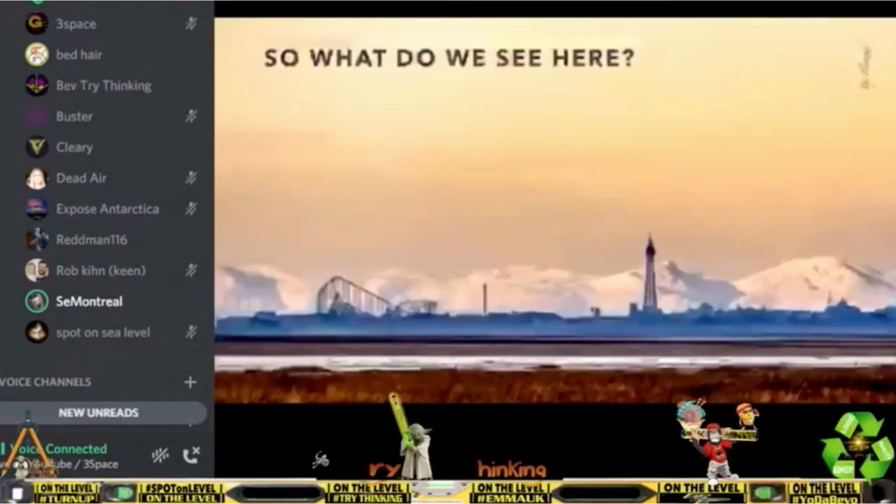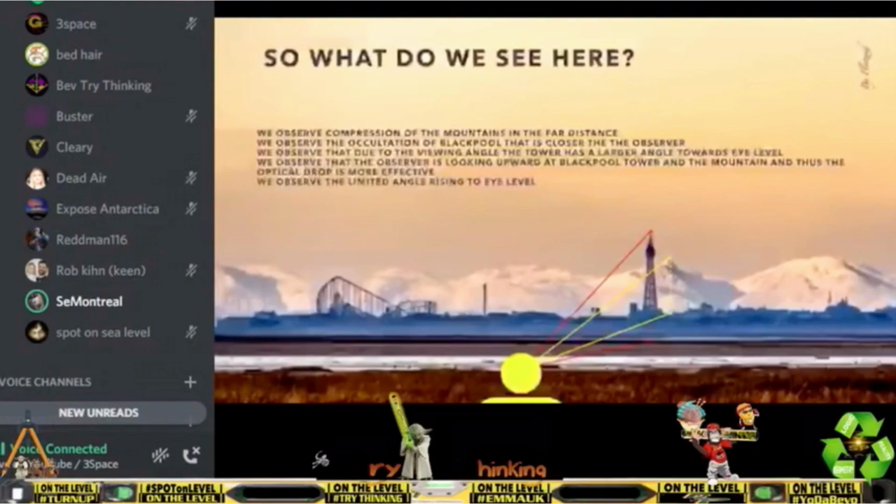Okay, then we see this is the picture, then we just say, okay, what do you see here? This is me trying to just make a visual to say, okay, what we observe is compression of the mountains in the far distance, that we've explained. We observe the occultation of Blackpool that is closer to the observer, obviously because the Blackpool Tower is closer and is close to the eye level, it's going to occult over the much further distance mountain in the background.